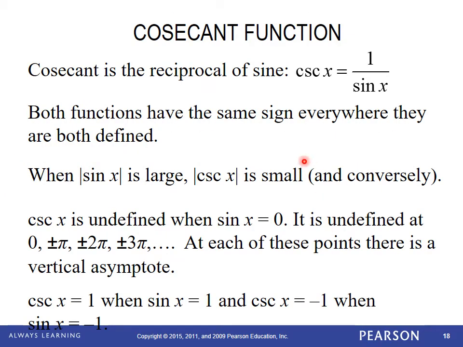So let's take a look at the cosecant function first. So the first thing we should know is, hey, you know what? Cosecant function is the reciprocal of the sine function. So when we do this here, what we want to do is really, in a sense, just graph the sine function, and then we'll sort of jump to the cosecant function.